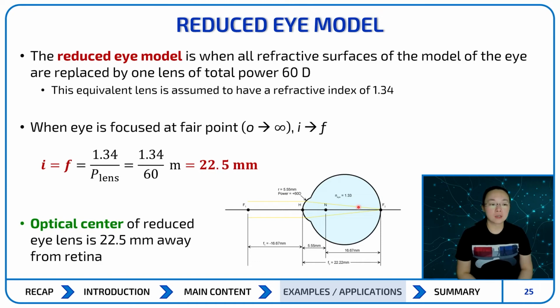So this isn't an equation or a value that you have to remember, but the idea is that you are able to use the reduced eye model to solve for different aspects of optics. So the optical center of the reduced eye lens, what we can assume is that it's 22.5 millimeters away from the retina.